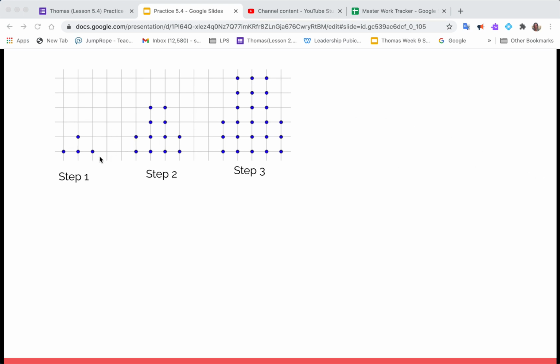Okay, so for this question, we're going to identify the type of growth pattern that is shown. We're also going to find the total number of dots in the fourth step in the pattern, and then write an expression that is shown. So I like to start by just establishing a T-chart.